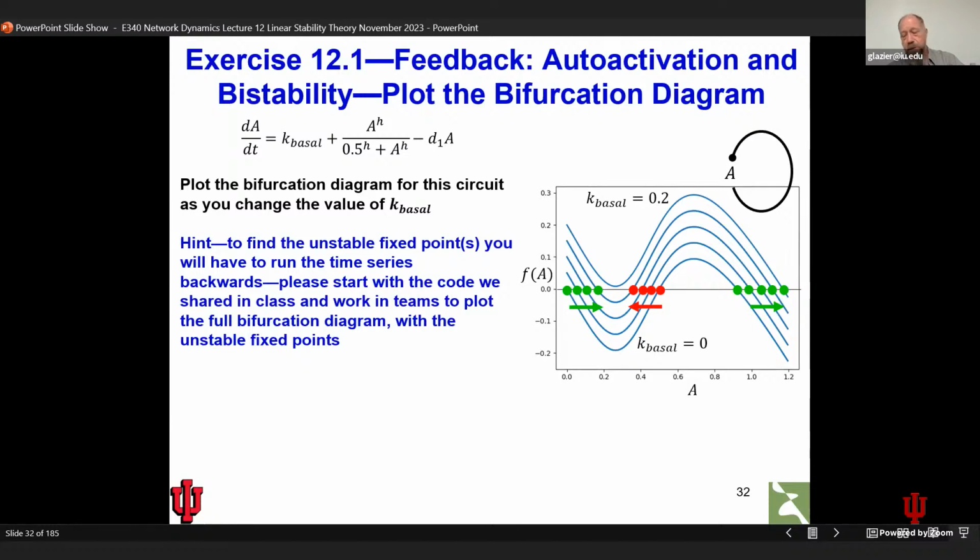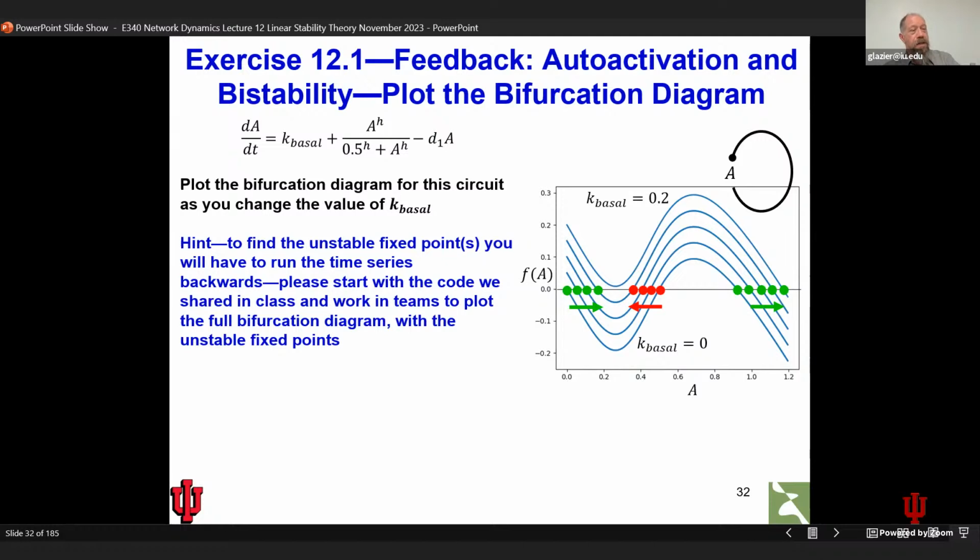And so if you're going to do this in Tellurium, you can multiply your entire rate equation by a number: +1 if you're going to find the stable fixed points, and -1 if you're going to find the unstable fixed points. And so I'd like everybody to dust off the code that we had, or write it again. I already gave you. You have it.